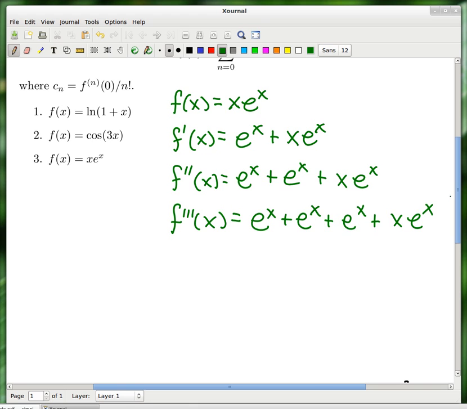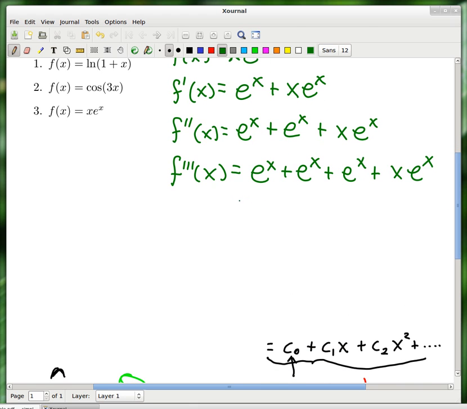Okay, alright. And you can factor out these e to the x's. This is really e to the x times, how many are there? 1, 2, 3, plus x. Okay. So now it seems safe to say that the nth one, not the fourth one, but the nth one, what is it going to be? It's going to be e to the x times n plus x.